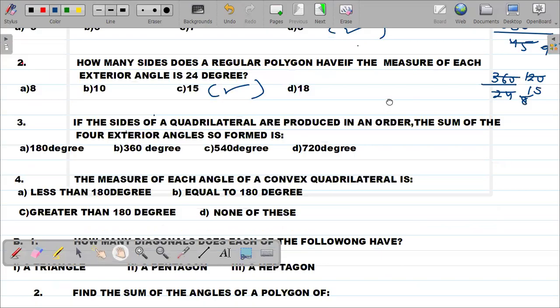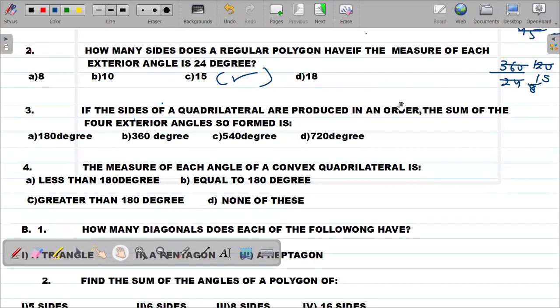If the sides of a quadrilateral are produced in an order, the sum of the 4 exterior angles so formed is 180 degrees, 360 degrees, 540 degrees, or 720 degrees. Of course, we all know that the sum of the 4 exterior angles so formed is 360 degrees. Let's move further. Question number 4.